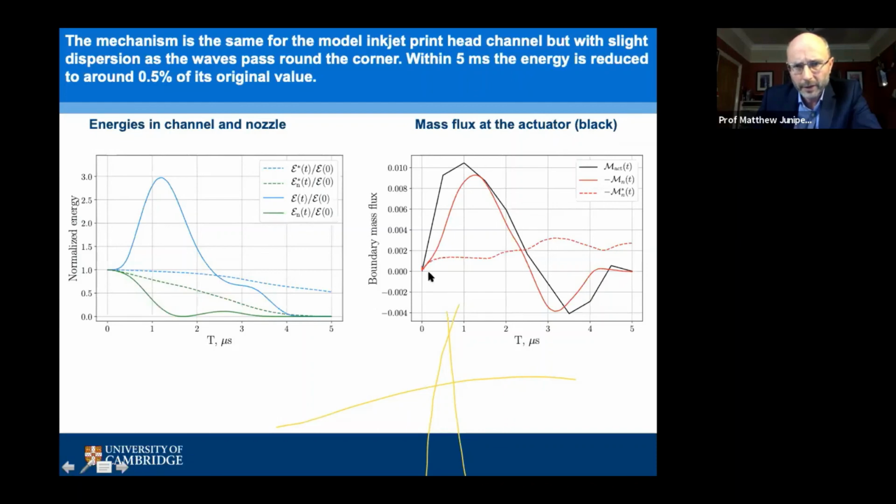This is the mass flux at the actuator in black as a function of time. And you get a sort of pulse going in one direction, that's sucking out, and then you push back a little bit. And this is reassuringly similar to the waveforms that they find by trial and error for Inkjet Printheads. By trial and error, I mean performing many experiments and tweaking the waveform to see how to optimally kill off these oscillations between droplets.